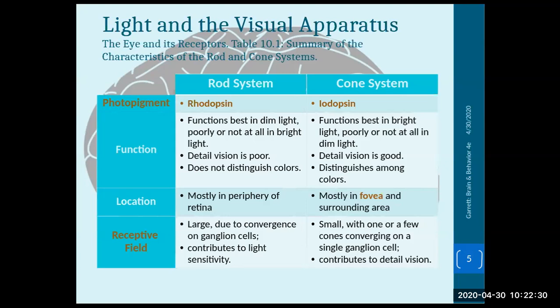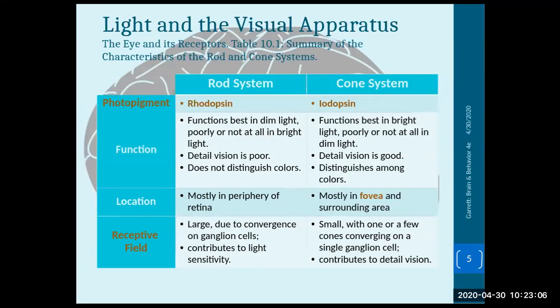Now, the thing about the rods that I already mentioned is that they are way, way more numerous than the cones, and they're spread out all along the periphery of the retina. They function best in really dim light, poorly or not at all in bright light. So if it's really bright, you're not actually getting the rods to function. That's the cones. If it's very black and white, fuzzy, again, I use the example of sneaking back in the house after midnight and just trying not to hit your shin on the coffee table. So detail vision is poor.